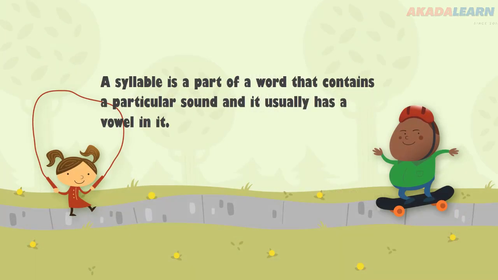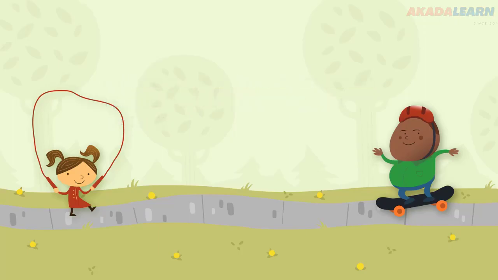What is a syllable? It's a part of a word that contains a particular sound and usually has a vowel sound in it. Syllables are also sometimes called beats because they are like beats in the English language. As we go on, you'll understand why syllables are called the beats in the English language.